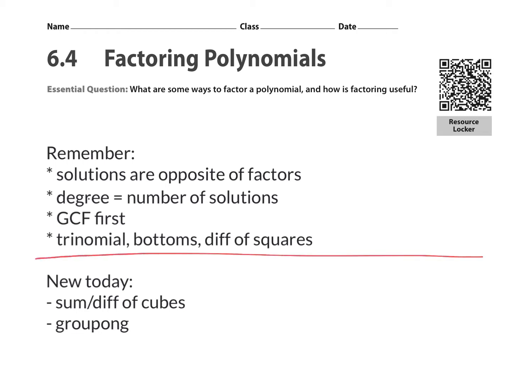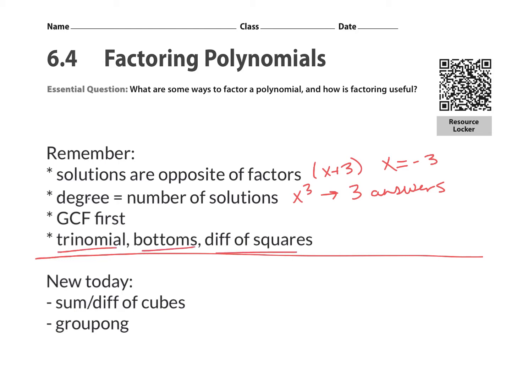Solutions are the opposite of factors, so like if you have x plus 3, that gives you an answer of x equals negative 3. Degree equals the number of solutions. If you have x to the third, that means you should be expecting 3 answers. You should always factor out the GCF first. We're going to do an example like that. And then just remember your basic trinomial, bottoms up, and difference of squares factoring.